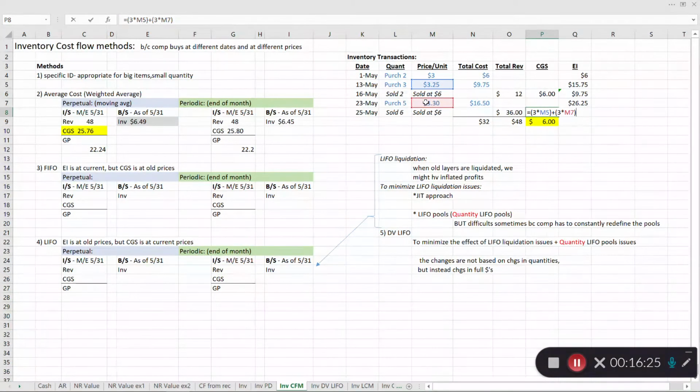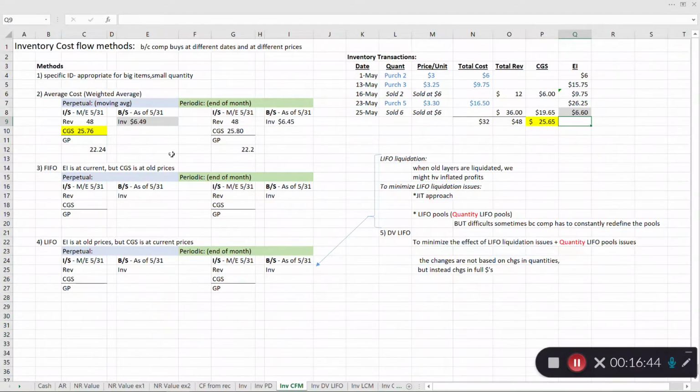Okay, and that will give me a cost of goods sold of 1965. And then my ending inventory is going to be made up of 2 of these. Okay, that's what's left over. 2 at 330, and that's 660.